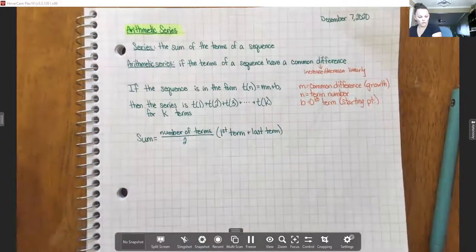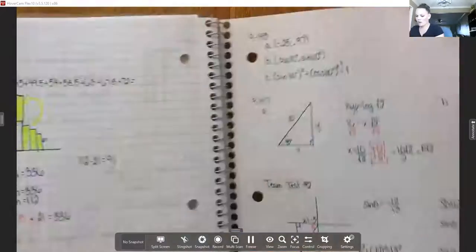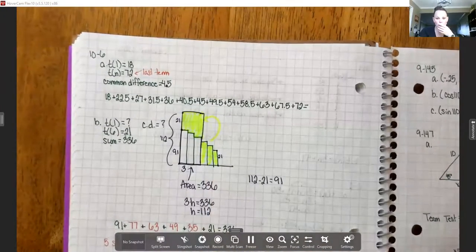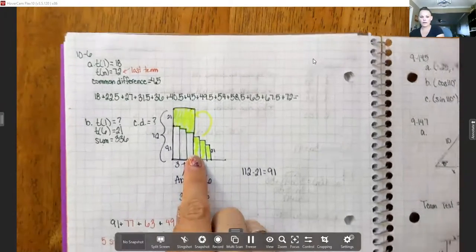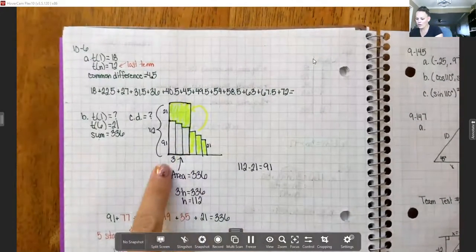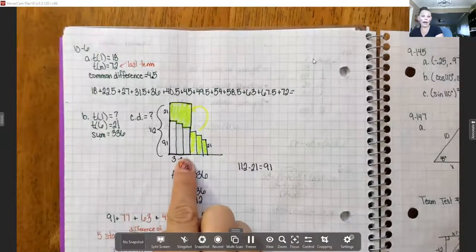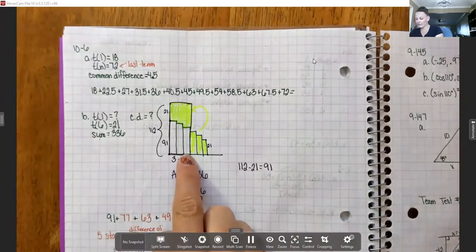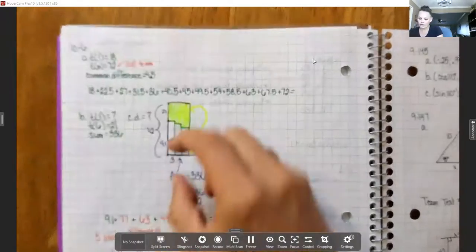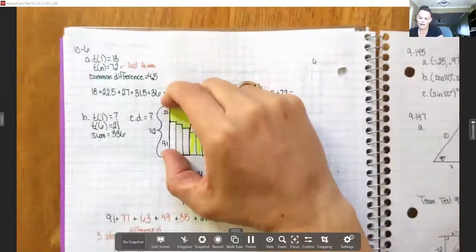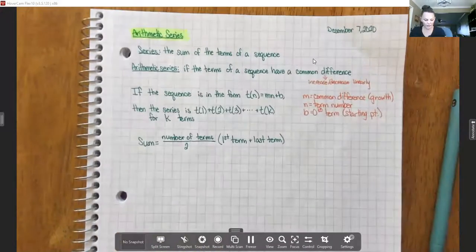And so, again, that goes back to this rectangle, this idea of the stairs. Remember, we had 6 steps here. When we cut it in half, it was 3 wide. And so that's the number of terms divided by 2. And then we took the height of the first stair and added the height of the last stair to get the height of the rectangle. So that's kind of what this means right here.